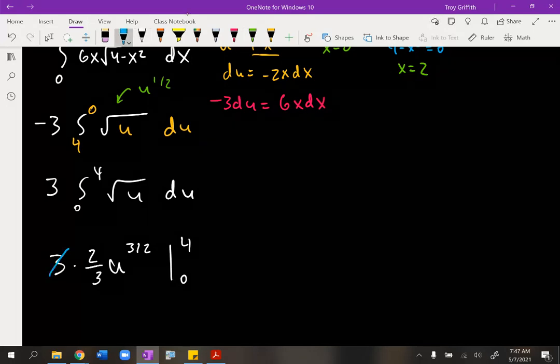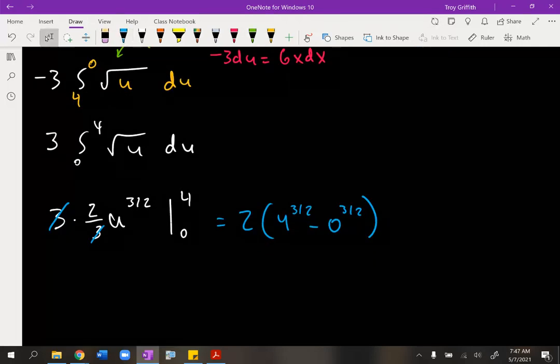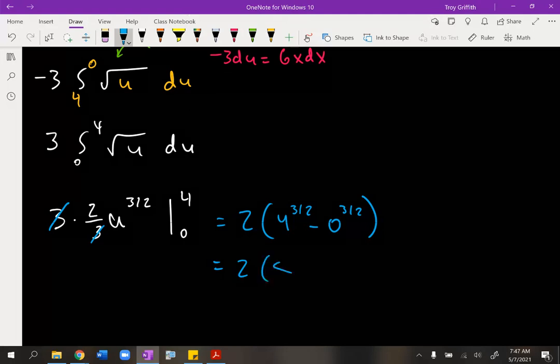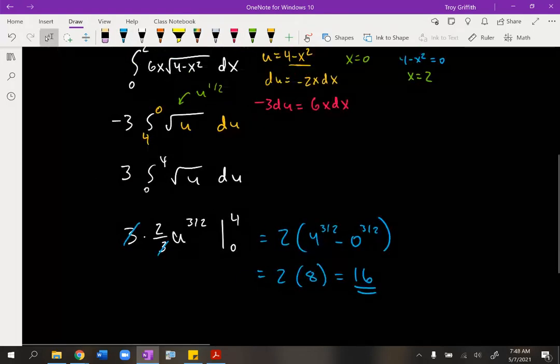I'm going to go ahead and cancel out these 3's right here. Okay, and so when I'm done, what I really get is 2 times 4 to the 3/2 minus 0 to the 3/2. And you could leave it like this if you'd like, but you can go a little bit further here. 4 to the 1/2 is 2, and then 2 cubed is 8. So this becomes 2 times 8. So the final answer to letter A here is 16.